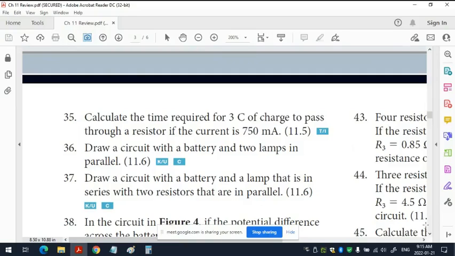Forget the lamp. 2 resistors. A lamp is a resistor, by the way. When you touch a lamp, the old lamps, do you feel it cold or hot? So it's heating up. That's what a resistor does. So just sketch 2 resistors.